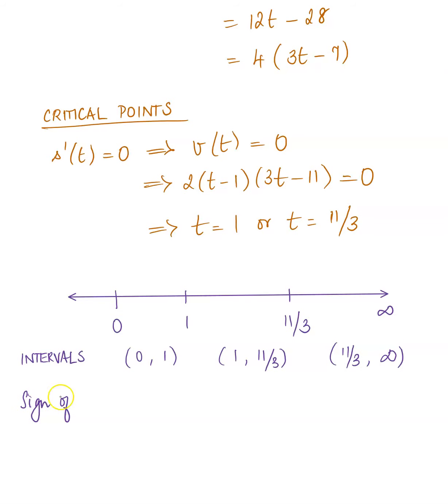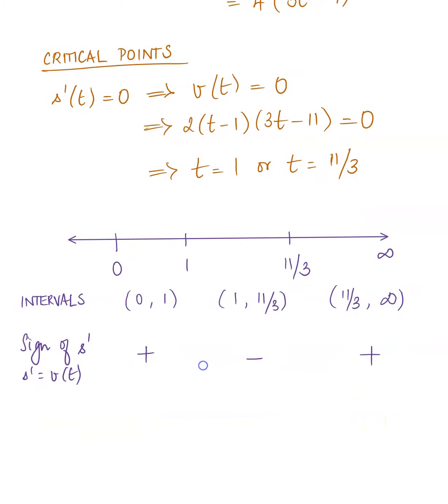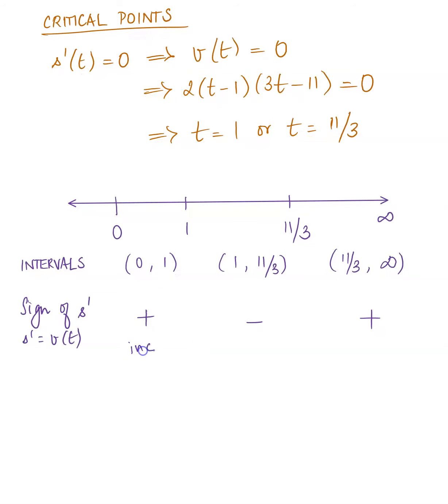Sign of f prime, remember that? Here it is, s prime. So choose a test point here and plug it into s prime. Between 0 and 1, you could choose a half. Plug that in, and what you get is, s prime is the same as v of t. So you know where you're plugging it in. You get positive, negative, and positive here. Positive means it's increasing, decreasing, increasing.